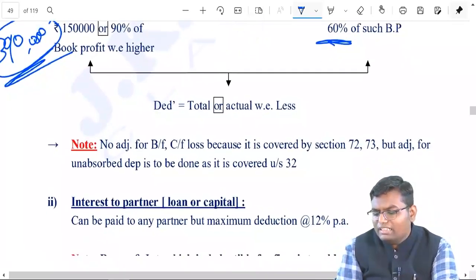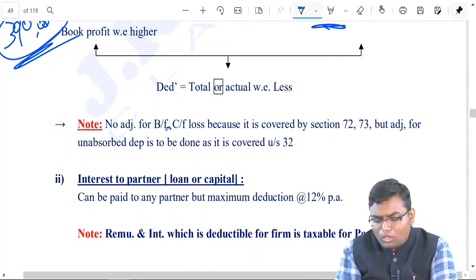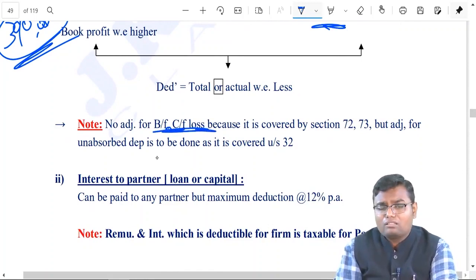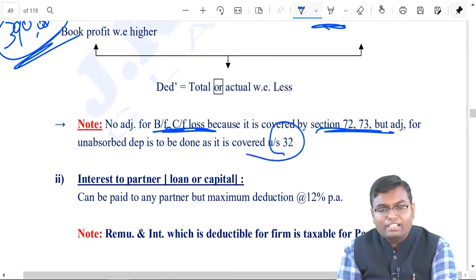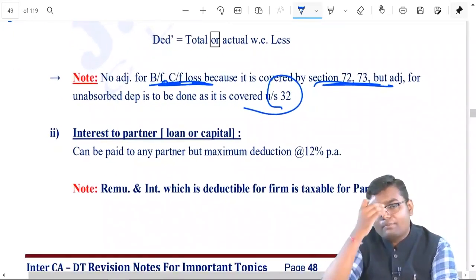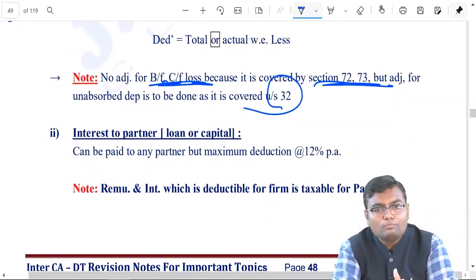Here, while calculating the book profit, please don't deduct any brought forward loss or carried forward loss, because it is covered under 72-73. But unabsorbed depreciation is covered under section 32, so you have to definitely deduct unabsorbed depreciation while calculating book profit for remuneration purposes.